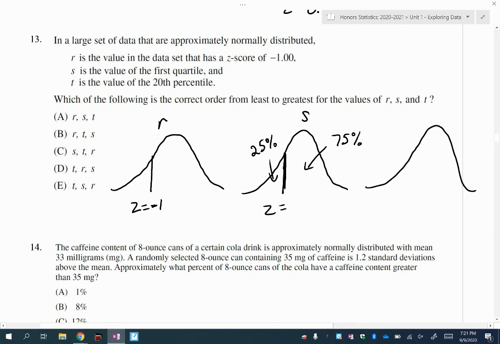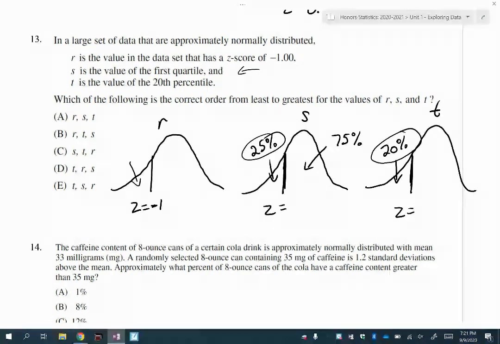The next value is T, and it says T is the 20th percentile. So after our discussion about percentiles, that means there's 20% below that value for T. Okay? Now, right now I've got 2 out of 3 of them have percentiles, right? Even though this middle one, S, said it was in the first quartile, that actually means the first quartile is the 25th percentile. T is the 20th percentile. So if I can find out how much area is below -1 when I have a z-score of -1, I should be able to find the percentile for R.